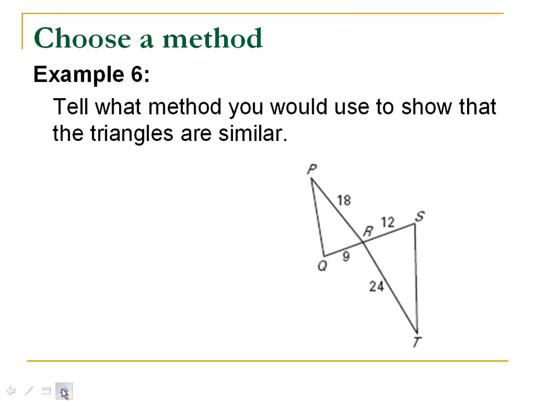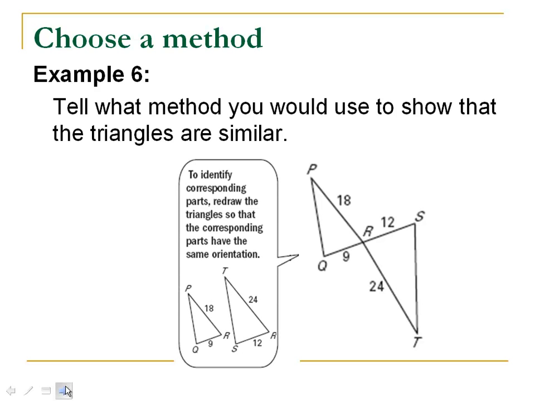Okay, so we're going to choose a method. Example 6, tell what method you would use to show that the triangles are similar. Okay, so one thing, it might help to redraw it. So I've got my new pictures redrawn right here. And in order to do this, let's compare some stuff. Well, first of all, we've got some vertical angles here. So these at angle R are the same because they're vertical angles.